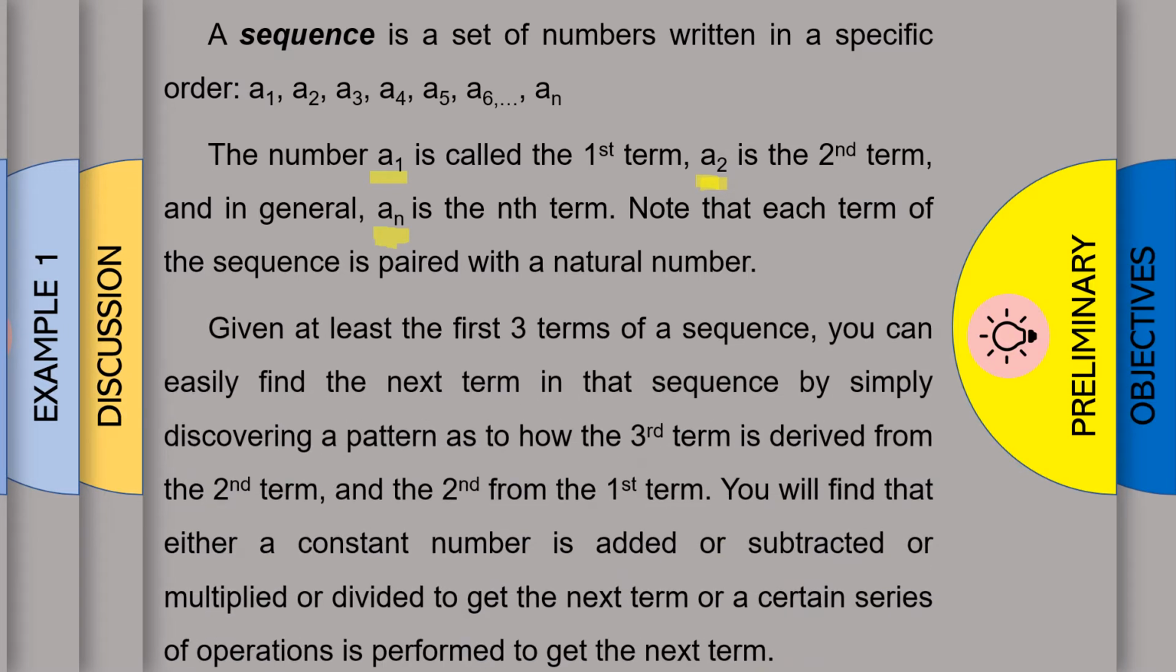Okay? Now, given at least the first three terms of the sequence, you can easily find the next term in that sequence by simply discovering the pattern. So mahalaga na makita niyo yun sa isang sequence. That's how the third term is derived from the second term and the second term from the first term. You will find that a constant number is added, subtracted, or multiplied. It can be added, subtracted, pwede i-multiply or divide to get the next term, or a certain series of operations is performed to get the next term.